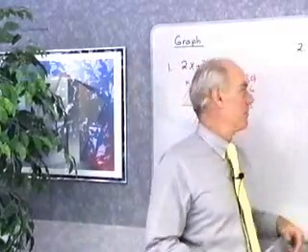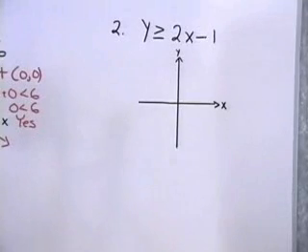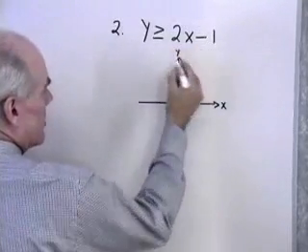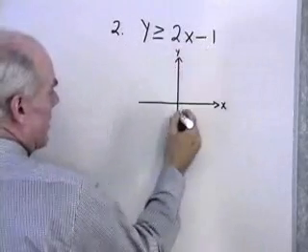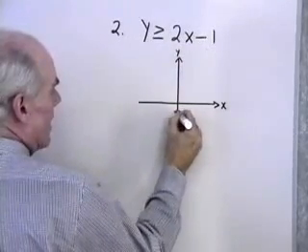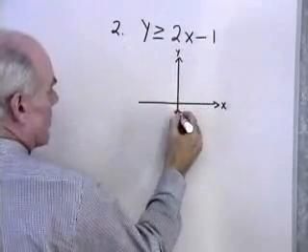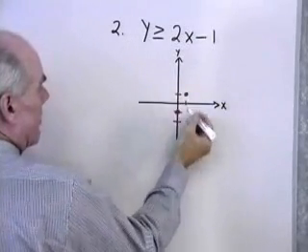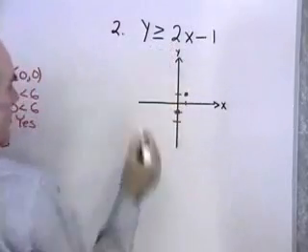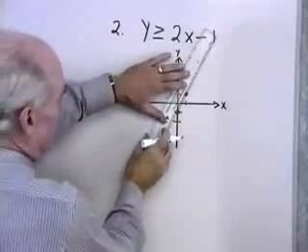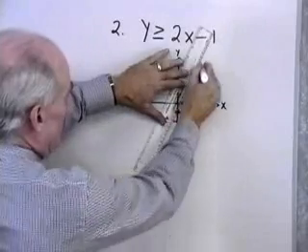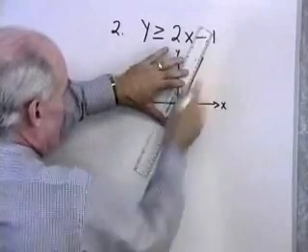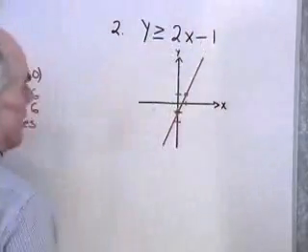Here's another example. y greater than or equal to 2x minus 1. Let's graph this equation right here. Let's see, it has a y-intercept of negative 1. So it goes through negative 1 here and has a slope of 2. So if I go up 1, 2, and over 1, I'm back on the graph. Now, the inequality symbol is greater than or equal to, so the boundary line is part of the solution set, so I'll graph it with a solid line.